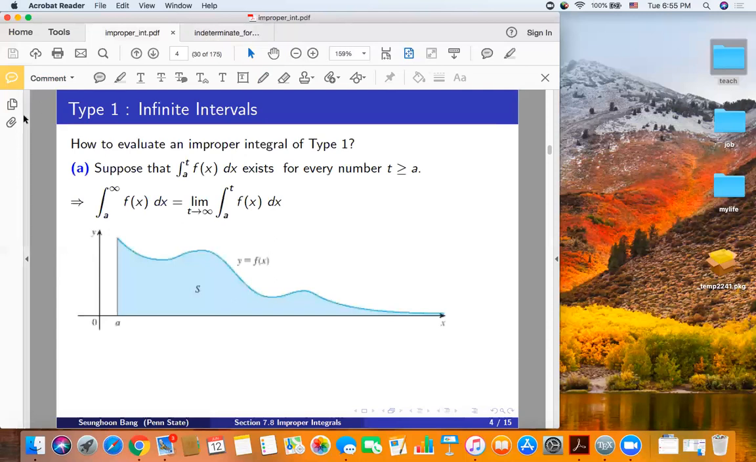Here is the exact meaning of this. It is the area under the curve from a to infinity, right? How can you calculate? I cut at t and find this area. Then take the limit. What does it mean? As t goes to positive infinity, you have to add more areas. Add more areas. This is the exact meaning.